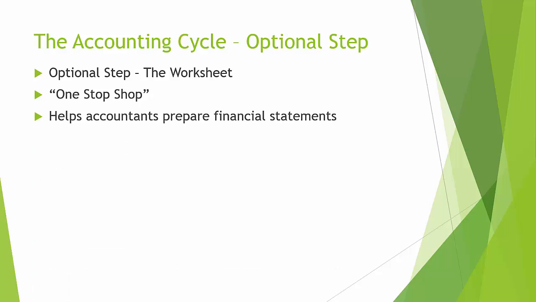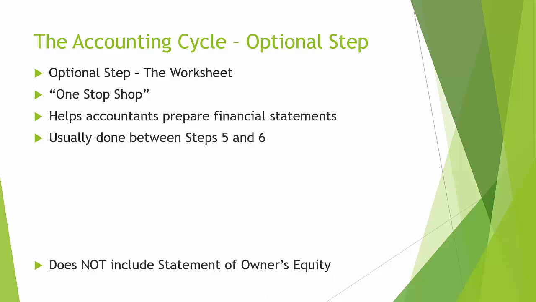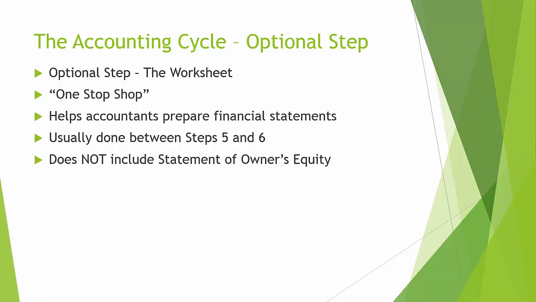Now, the basic primary reason you would do this would be to help you prepare the financial statements. So typically this would be done between steps 5 and 6 of the accounting cycle, between when you finish the adjustment process and before you would do the financial statements. The one thing that we have to caution you on is that it does not include the statement of owner's equity, so that throws a little bit of a monkey wrench into things.